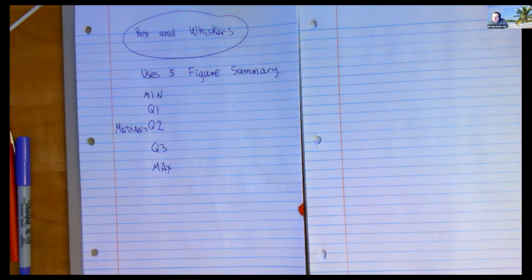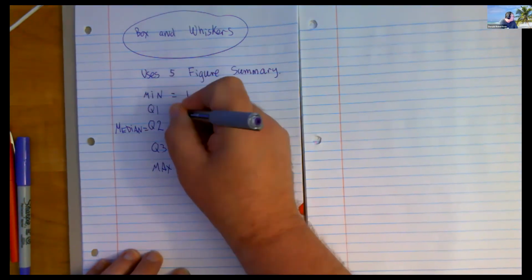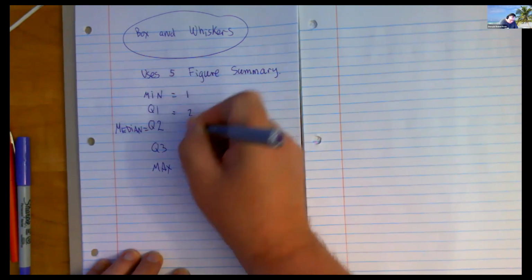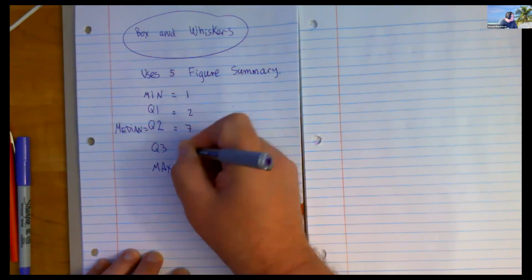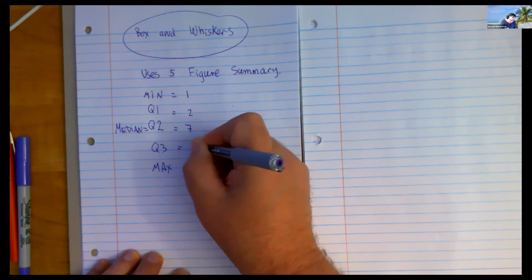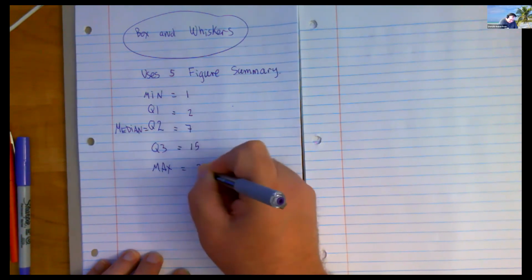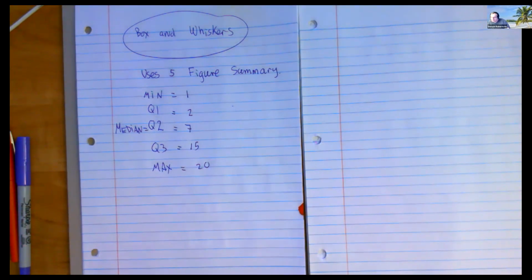So can you imagine we had a big set of data? I'm not going to do this one, but imagine we had a big set of data. In fact, although you can't see it, I'm going to use the data from an earlier question. The minimum was 1. That was 2, this was 7, that was 15, and this was 20, right? Remember that set of data we had earlier?